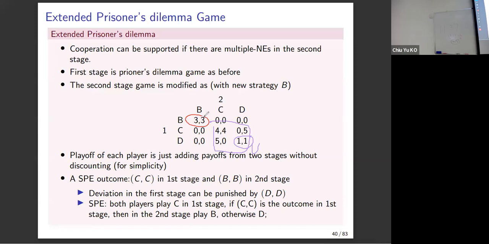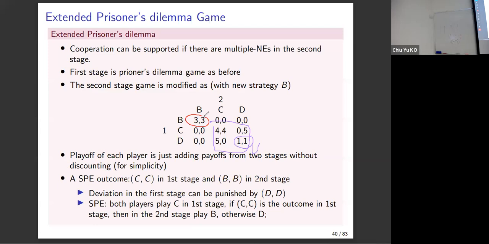Can we do more, instead of repeating the Nash equilibrium 2 times? Can we support the crazy thing here, CC? Right? Can we support that? Okay? The answer is yes. How can we do that? We will say, if you do CC, we will do BB. If not, we do DD.